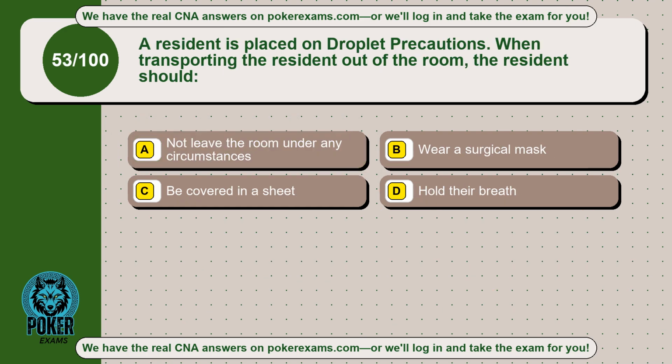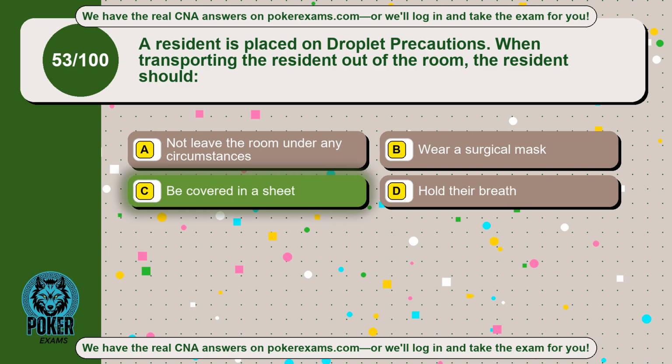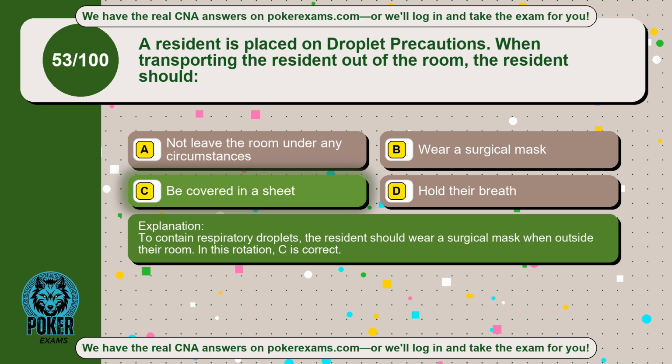Question 53. A resident is placed on droplet precautions. When transporting the resident out of the room, the resident should: Option A, not leave the room under any circumstances. Option B, wear a surgical mask. Option C, be covered in a sheet. Option D, hold their breath. The correct answer is option C. Be covered in a sheet. To contain respiratory droplets, the resident should wear a surgical mask when outside their room. In this rotation, C is correct.